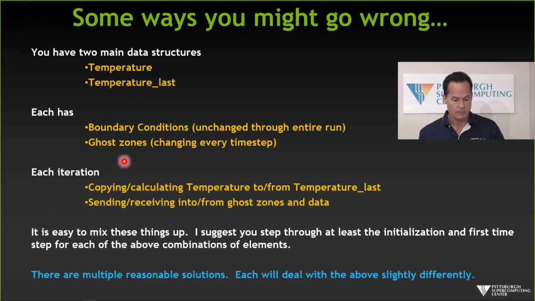There are a couple of common ways that you could go wrong here. They're mostly just not paying attention to the details that could happen in any kind of coding. You want to make sure that between temperature and temperature last, you get the boundary conditions right, that you get the ghost zone conditions right. It's just a matter of which indices go where. You want to make sure that you do the right job of copying and calculating using temperature or temperature last where it's appropriate, and sending and receiving to the right places. So it's very straightforward. These are not subtle things, but they're easy to get an index off. There are different reasonable solutions you might come up with, and you could deal with this in different ways.